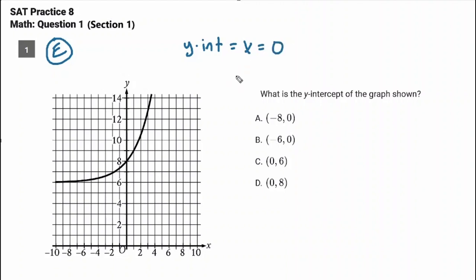And this is just, can you read a graph? Here's x equals 0, right? Because it's nothing left, nothing right. Y is at what? It's at 8. So it's 0, 8. Answer is D. Get it right real quick and move on.